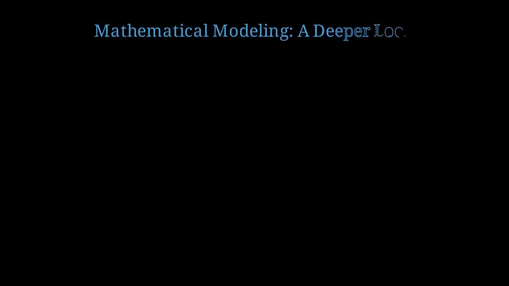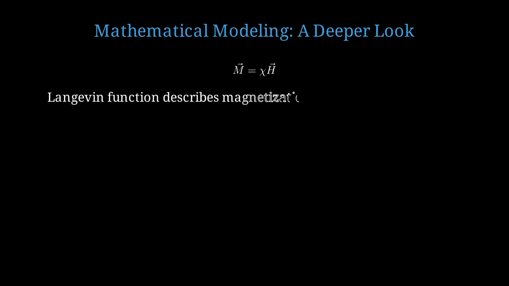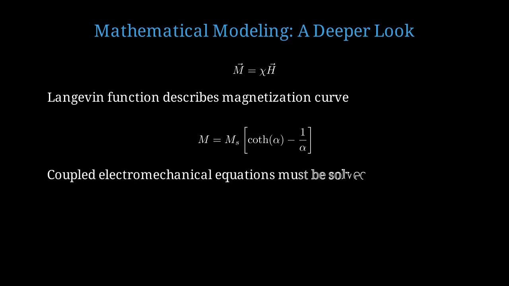Let's take a deeper look at the mathematical modeling of ferrofluidic energy harvesters. The magnetization vector m equals chi times the magnetic field intensity h, where chi is the magnetic susceptibility of the ferrofluid. For ferrofluids, the magnetization follows the Langevin function, accounting for thermal fluctuations of nanoparticle magnetic moments. M equals ms times the quantity cotangent hyperbolic of alpha minus 1 over alpha, where alpha depends on particle size and field strength. To accurately predict harvester performance, we must solve coupled electromechanical equations that include mechanical motion, magnetic field dynamics, and electrical circuit behavior.